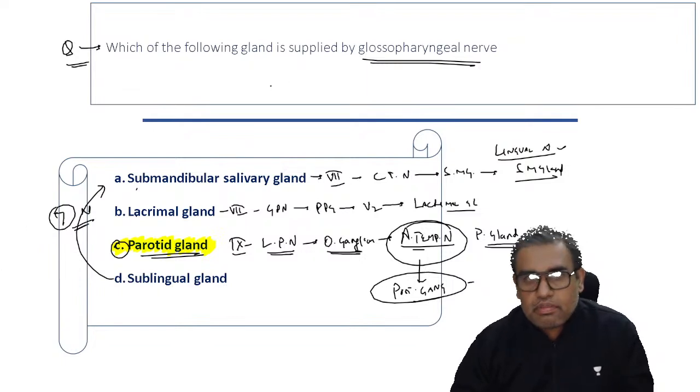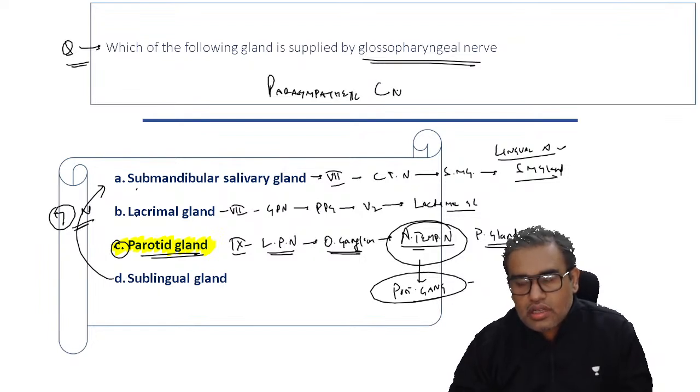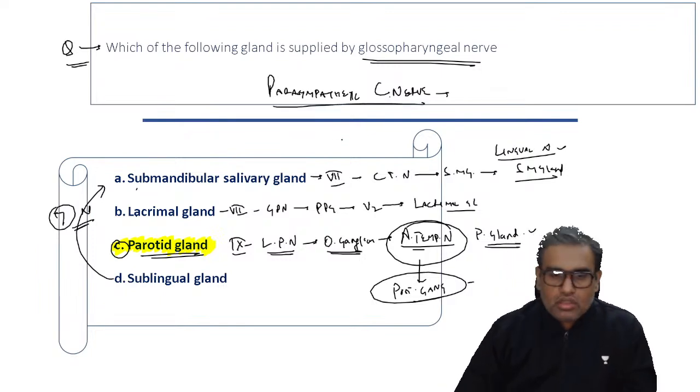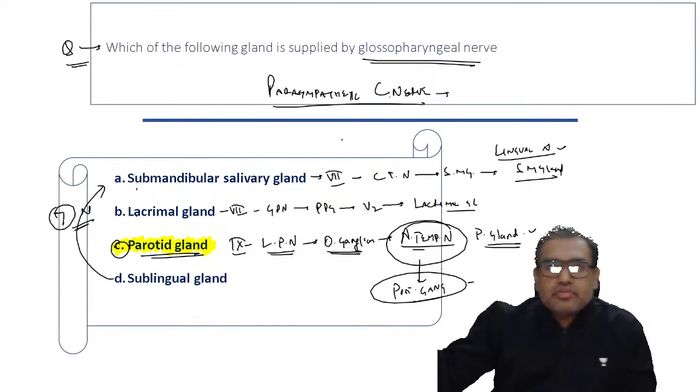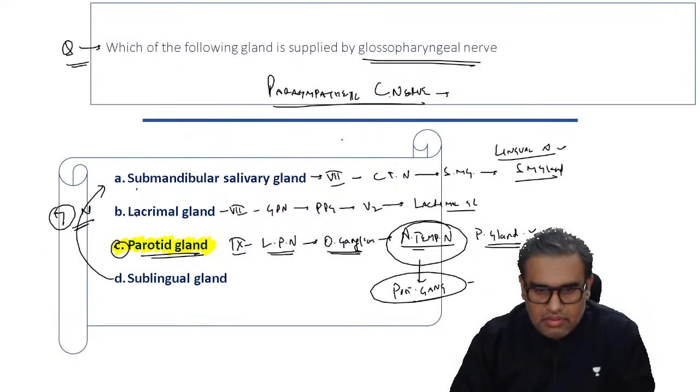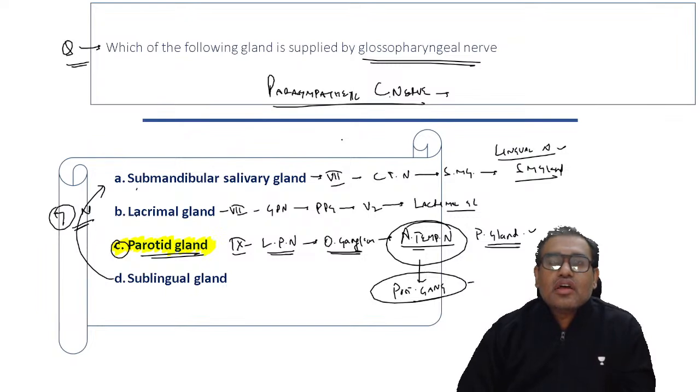So if they ask you which are the parasympathetic cranial nerves, what is the answer? Last thing, tell me: which are the parasympathetic cranial nerves? It is the last question of the night, around 11 now. You are seeing a couple of answers here right now.